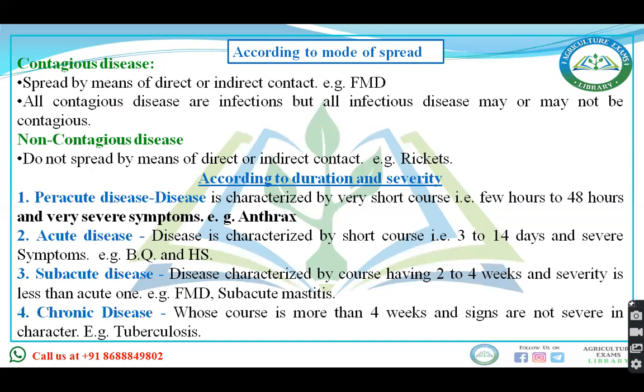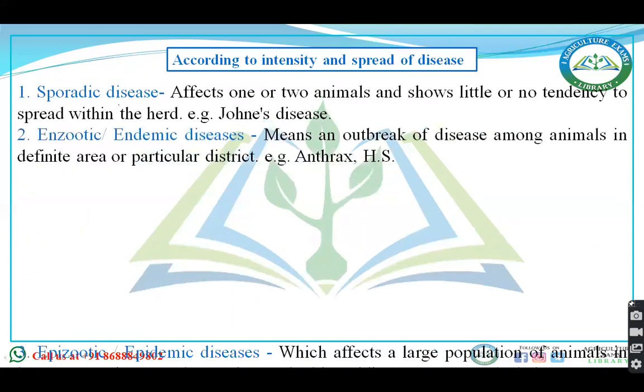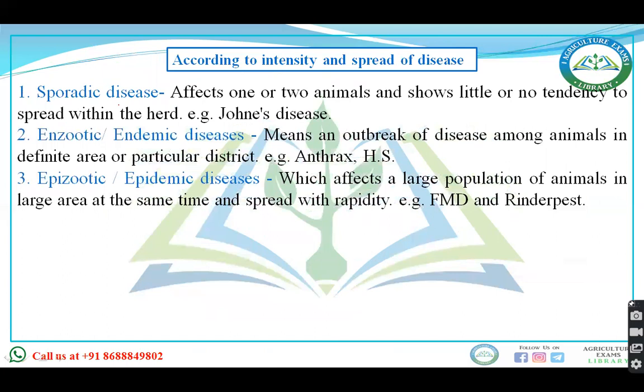Subacute, like FMD and mastitis, generally takes a little longer than acute, 2 to 4 weeks. Chronic disease like tuberculosis takes more than 4 weeks for the signs to appear. Okay, next is sporadic disease like Johne's disease, that is spread through the spores.